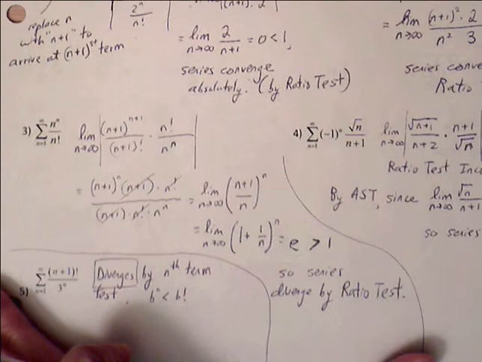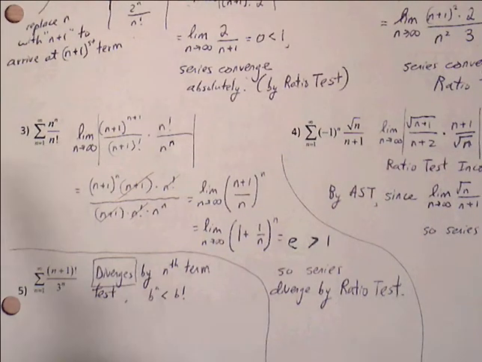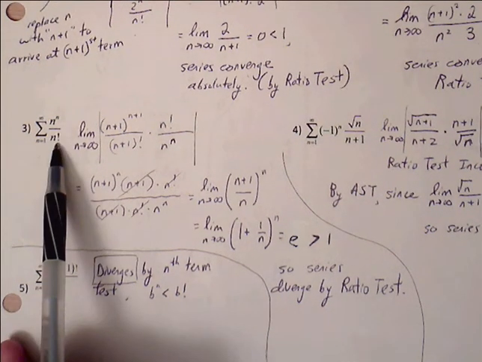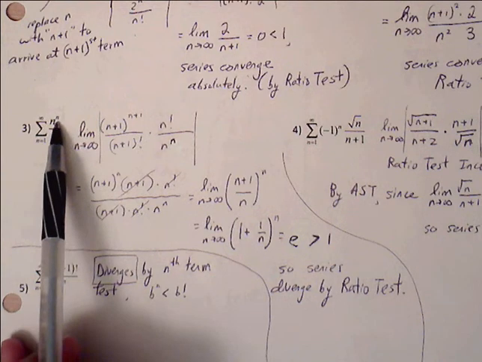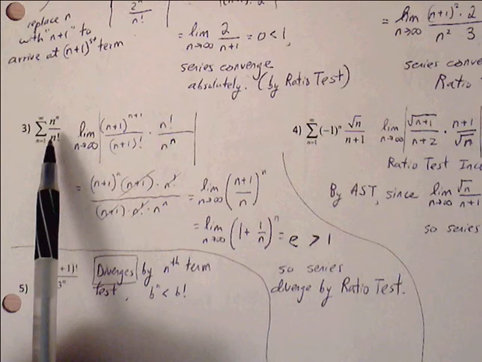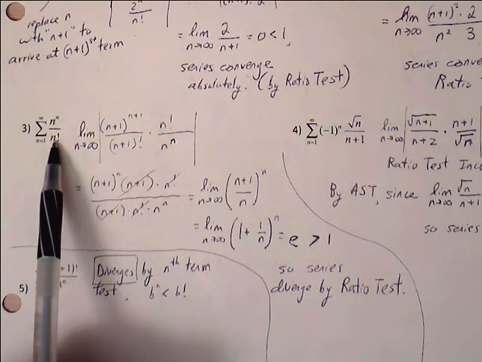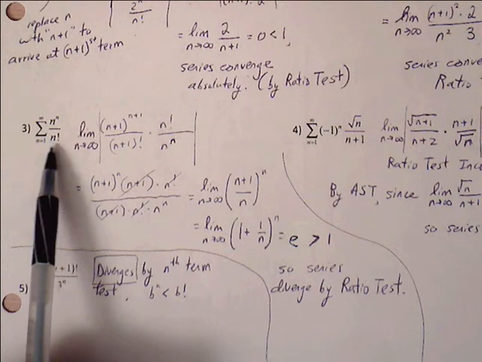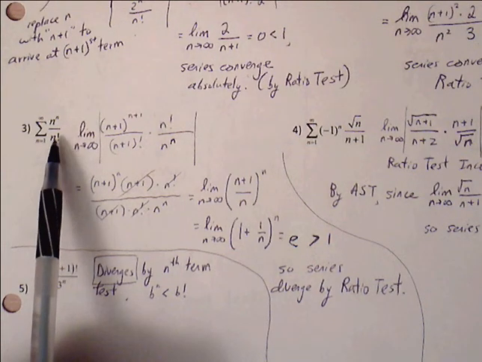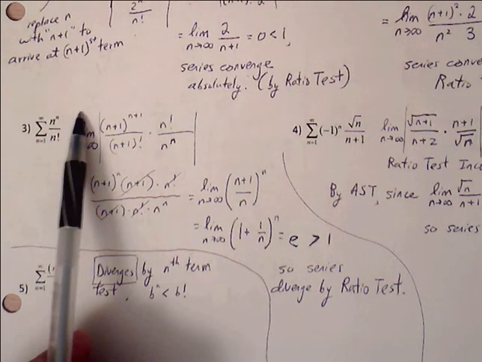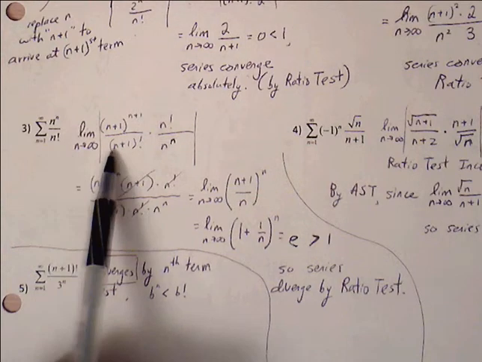Okay, third example here. The sum of n to the nth power over n factorial. So technically, we can look at this and see that the factorial is going to grow at a faster rate than the exponential function. So actually, this will go to 0, which means that the nth term test will still be inconclusive. So we have to go through our ratio test here.